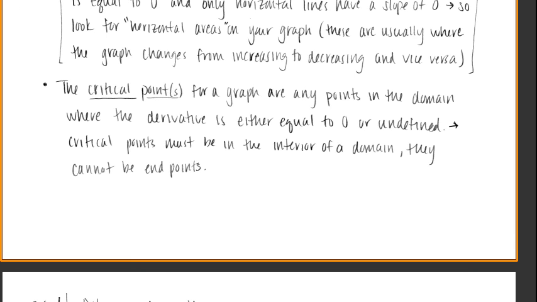Now, critical points are anywhere in the graph where the derivative is either equal to 0 or undefined. So critical points must be in the interior of the domain and they cannot be the endpoints. Okay, so the absolute and local maxes and mins can be at endpoints or parts of the interior where the derivative doesn't exist or is 0. Critical points can only occur in the interior of a domain and cannot be at the endpoints, either where the derivative is 0 or is undefined. So very, very close. The only difference is absolute maxes and mins and local maxes and mins can include the endpoints and critical points can't.